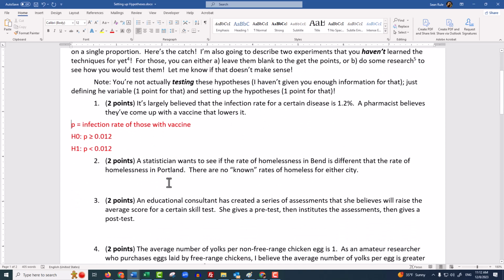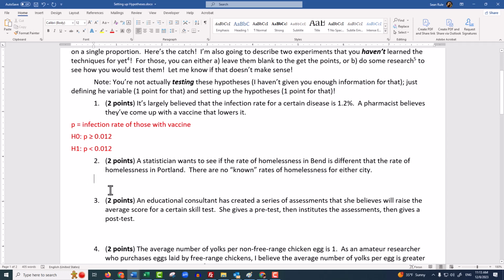A statistician wants to see if the rate of homelessness in Bend is different than the rate of homelessness in Portland. There are no known rates for homelessness for either city. This is one of the ones you can't do. This one you leave blank to get the 2 points.